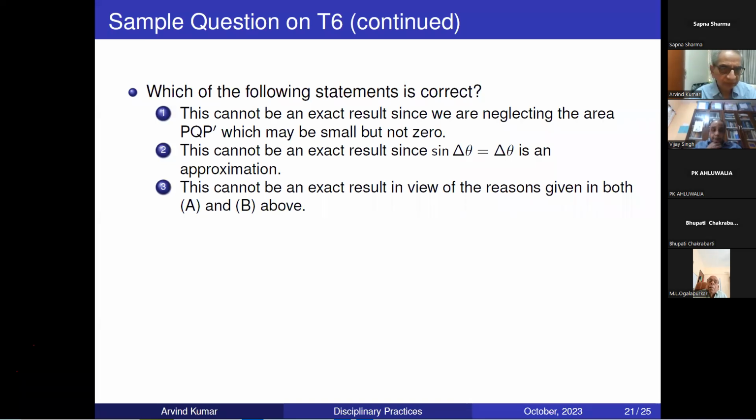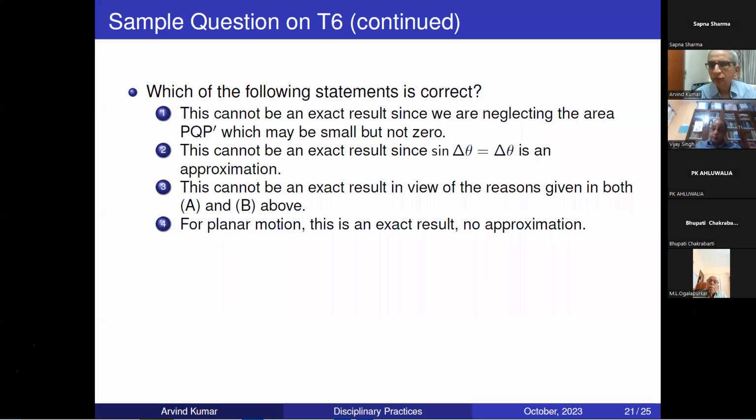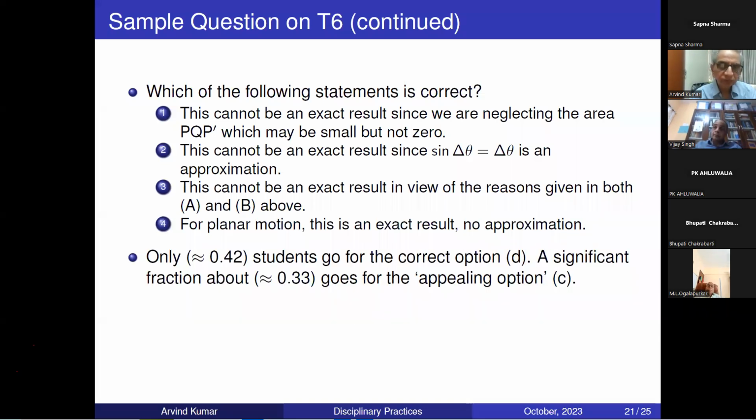This cannot be an exact result, for both reasons. This appeals to many students. For planar motion, this is an exact result, no approximation. Only a few students go for the correct option. A significant fraction, about 0.3, goes for the appealing option C. So this appeals to many students. One third of students go for this.